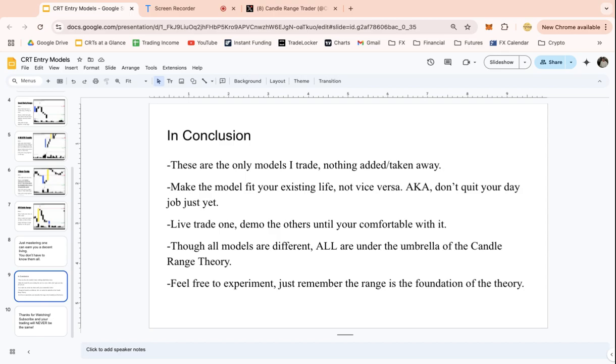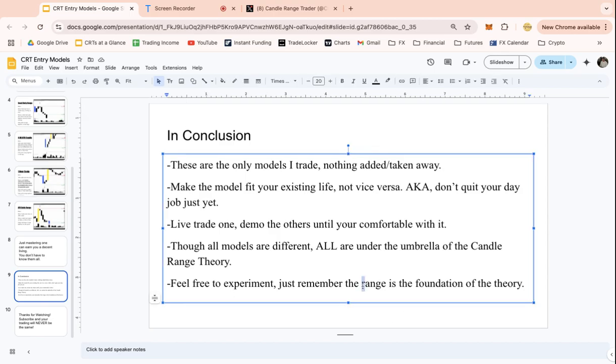But though all these models are different, they're all under the umbrella of the candle range theory. So don't get it twisted. This is still the candle range theory at the end of the day. So experiment, but feel free to just add your own flavor to things, play with different time frames. But the range is the foundation of this theory.